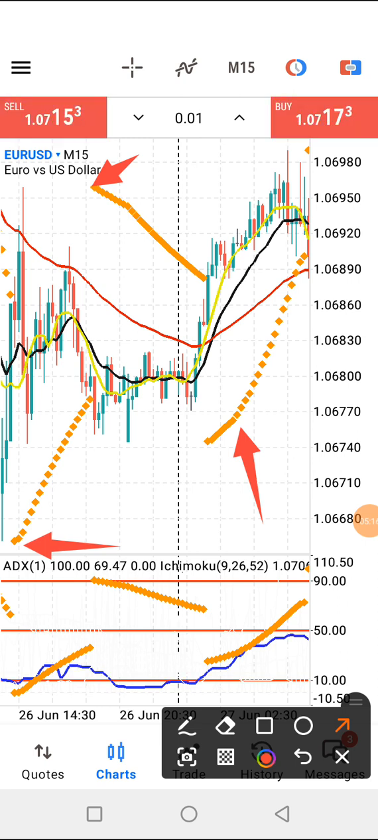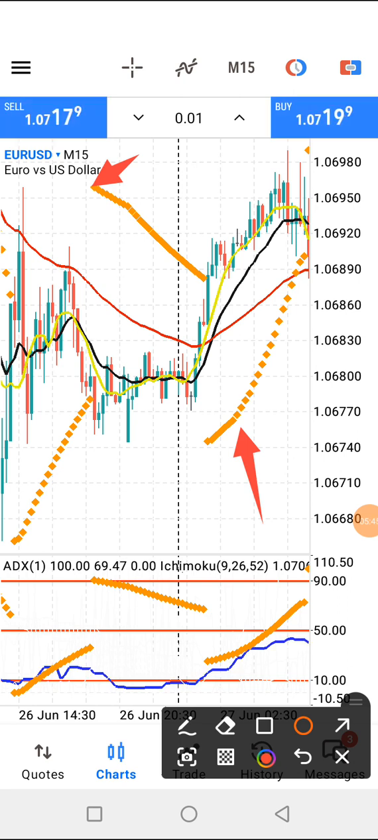Exactly. So immediately the price crossed above this moving average at this point, and already we have this intersection between the yellow and the blue line here, showing that price is on an uptrend on the 15-minute time frame. Then you open for a buy. Exactly, you open for a buy.